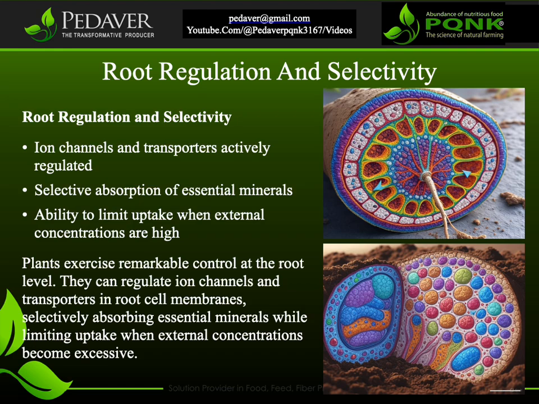Root regulation and selectivity. Ion channels and transporters are actively regulated. Selective absorption of essential minerals. Ability to limit uptake when external concentrations are high. Plants exercise remarkable control at the root level. They can regulate ion channels and transporters in root cell membranes, selectively absorbing essential minerals while limiting uptake when external concentrations become excessive.